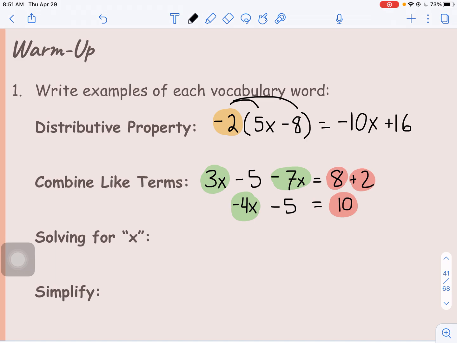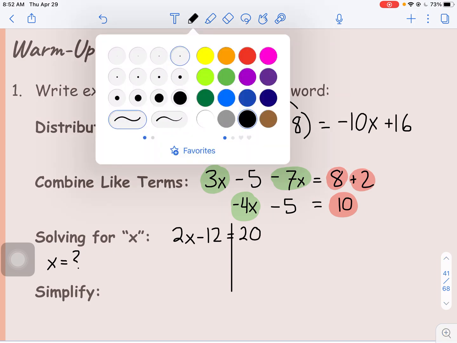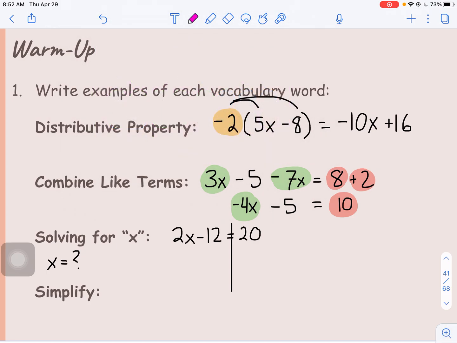Solving for x is any time you're given an equation and you're asked to figure out what x equals at the very end. So in our class, when we have an equation just with x, it might look something like this. And if it asks you to solve for x, that means that you're supposed to draw a line down the middle and figure out what x is to make this equation true.